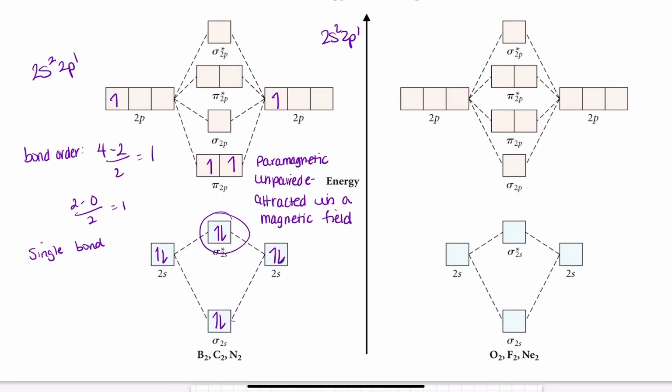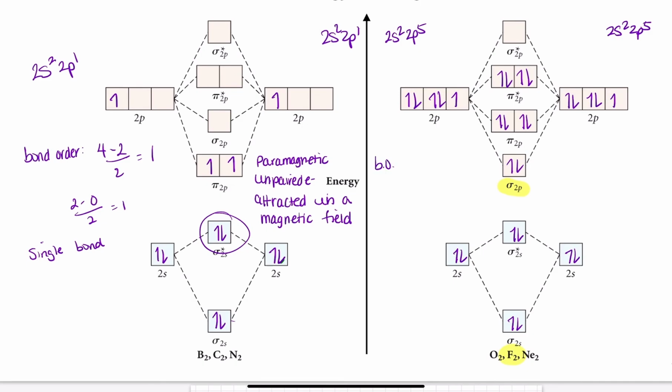The last one I want to do for you guys is fluorine. Note that fluorine is over here. I'm going to fill my sigma before my 2p's. So fluorine, 2s2, 2p5. 1, 2. 1, 2, 3, 4, 5. 1, 2, 3, 4, 5, 6, 7, 8, 9, and 10.